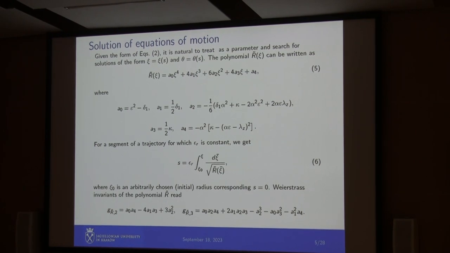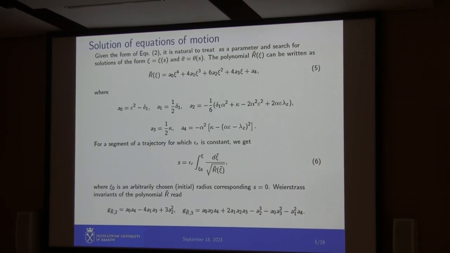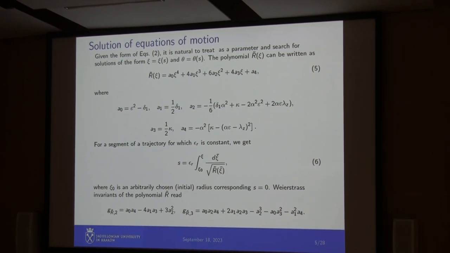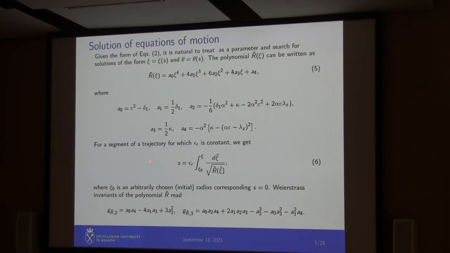Okay, so if we focus on the first equation for the radial distance, then we can quickly see that the R function is a polynomial of the fourth degree, where A0, A1, A2, A3, A4 are just constants. Here is the conserved energy, and this is the parameter theta, and all of them are just constant functions of the constants of motion. Having this, we can now integrate this equation and see that it looks like that.